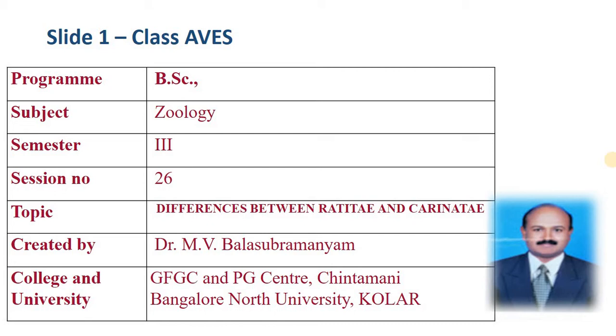Now, in the last class, we saw the general characters of aves or birds. Now, in a small topic, we see the differences between Ratitae and Carinatae. And this belongs to the Bangalore North University, and the program is B.Sc, third semester.